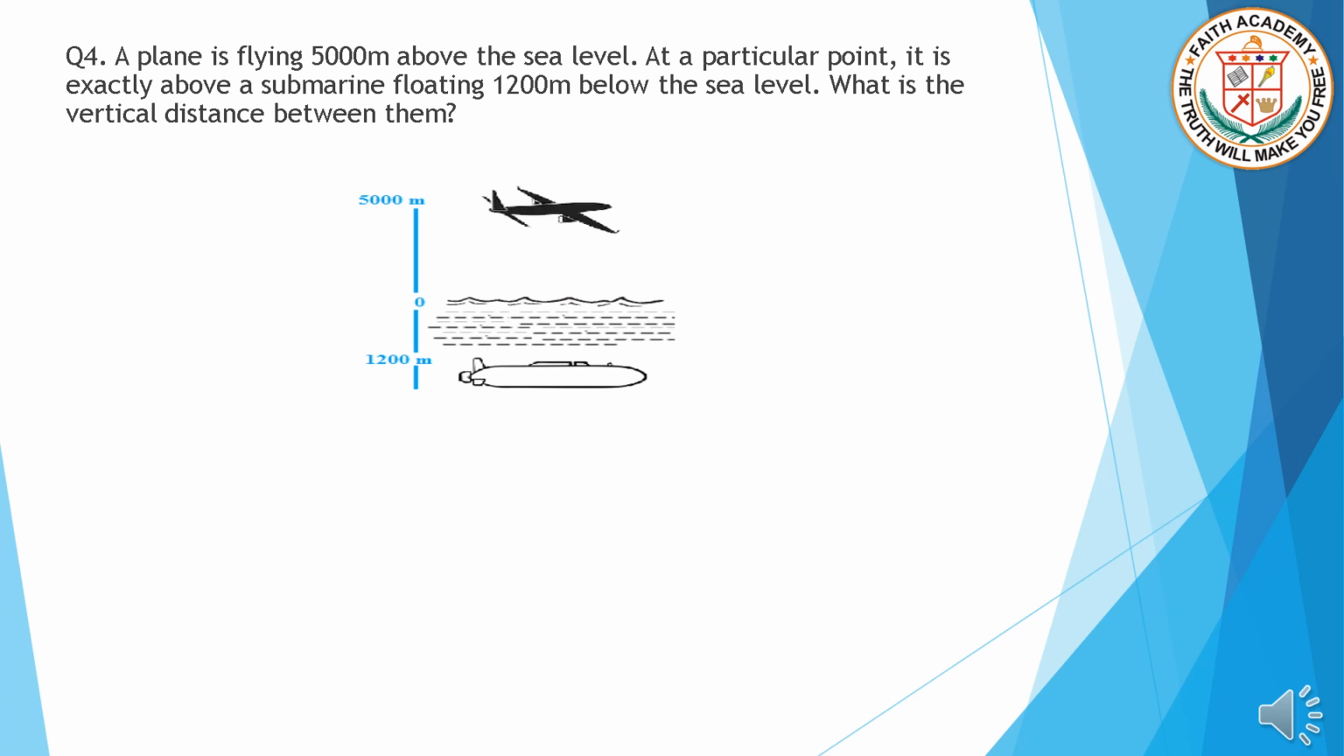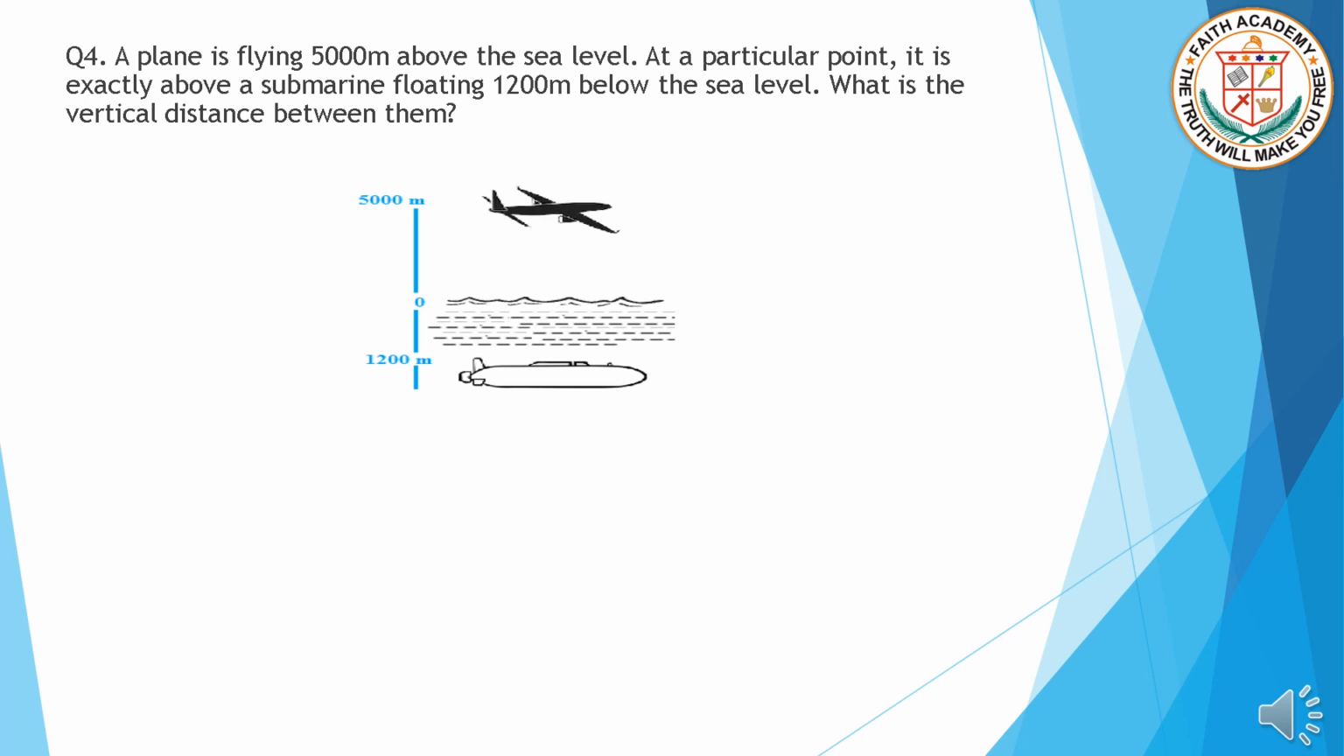Now here, as you can see in the picture, children, there is a plane that is flying over the sea and there is a submarine in the same sea. So at one point, the plane and the submarine are exactly overlapping each other, and at that time they are asking what is the distance between the plane and the submarine.